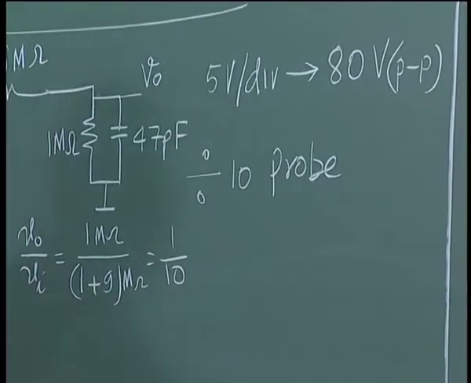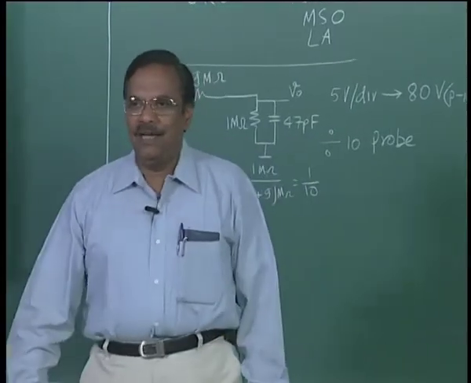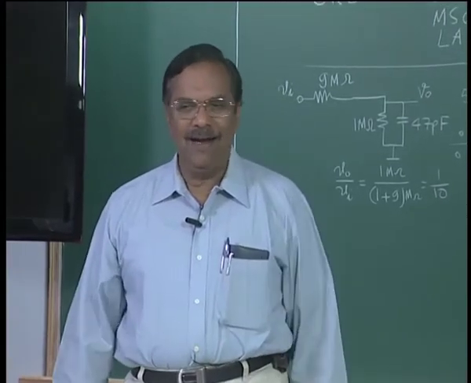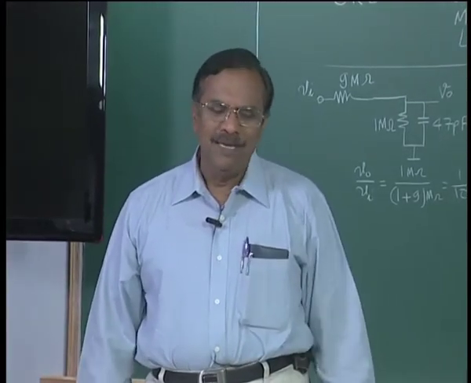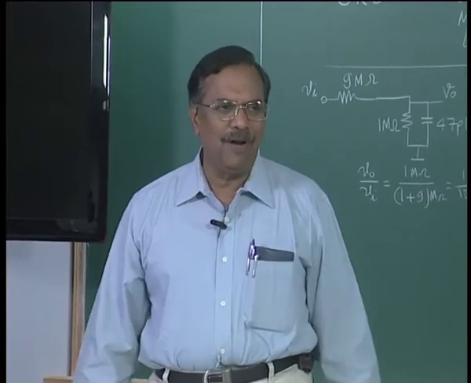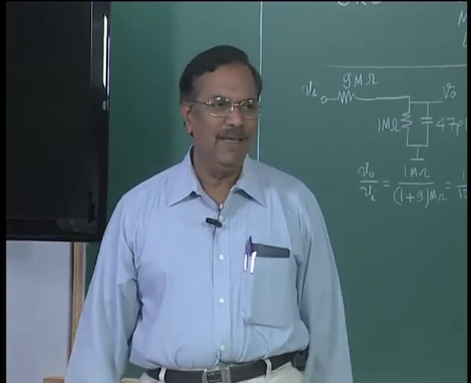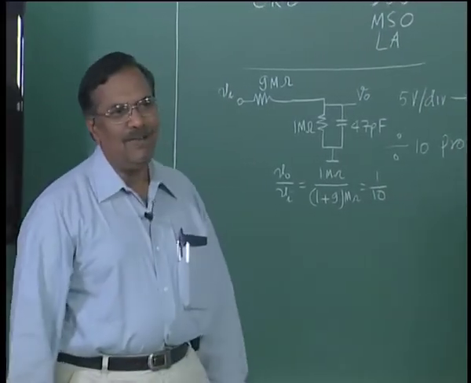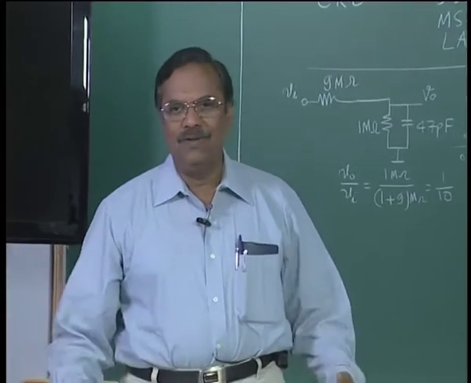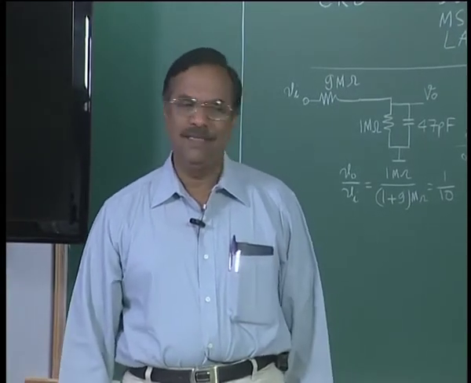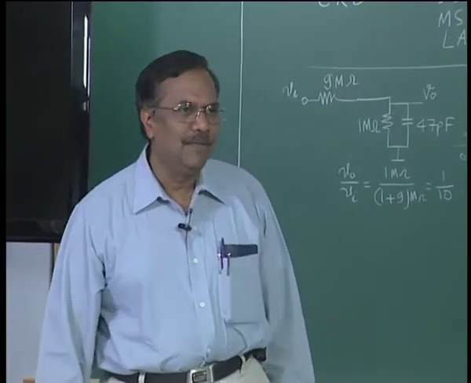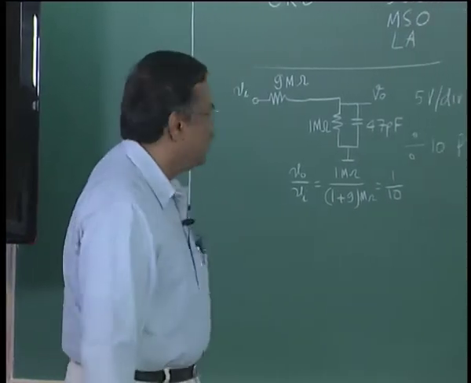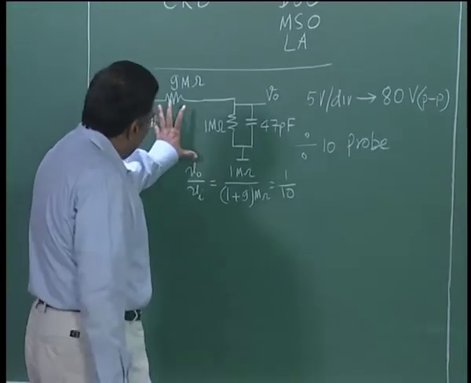Similarly, if I keep it as 99 mega ohm, I will get a division of 1 by 100, right, 1 by 100 probe. 1 by 10 probe is quite popular, 1 by 100 probe is not very popular. Most of the oscilloscope manufacturers, when you buy your oscilloscope, will automatically give you 1 by 10 probe along with the oscilloscope, right. But if you want 1 by 100 probe, you need to specifically order, right.